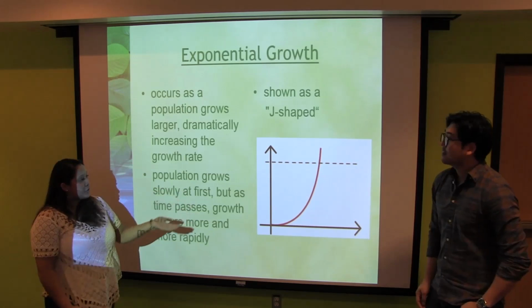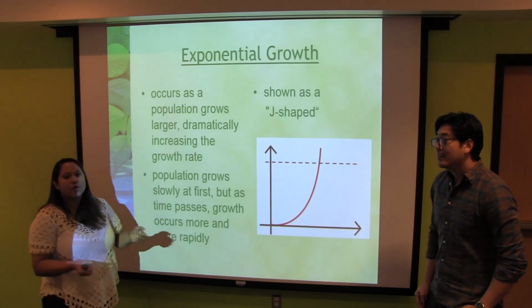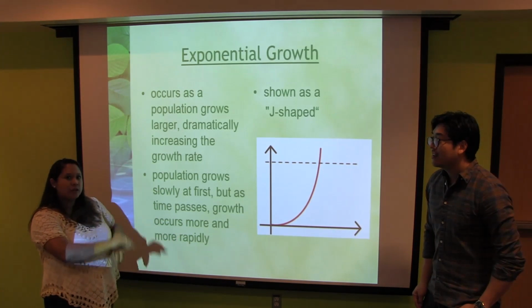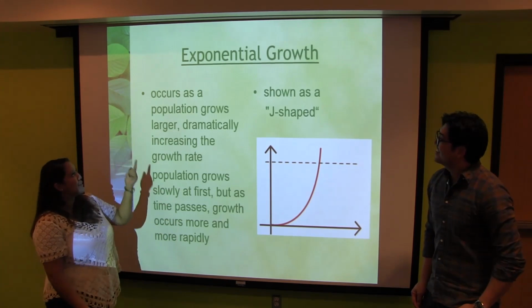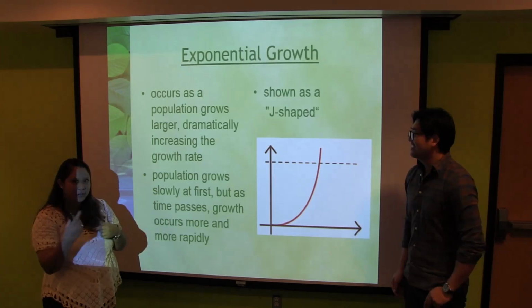The characteristic of this graph is an S-curve. So when you relate exponential growth, I apologize, it's a J-curve. So when you relate exponential growth to a graph, think J-curve.